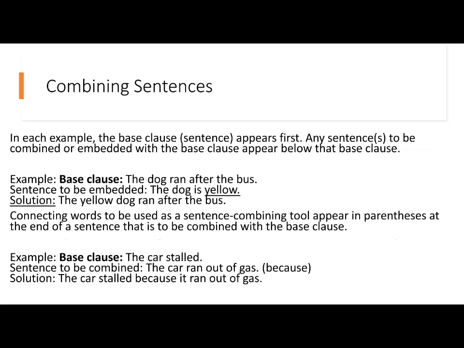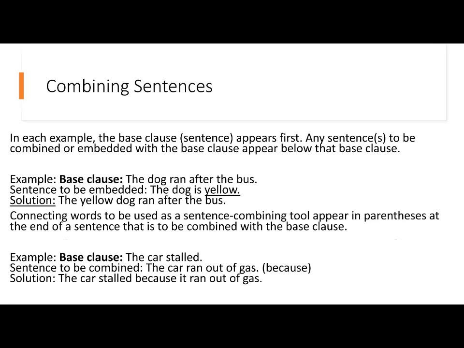Now we're going to talk about combining sentences. How do you make two sentences that are two slightly separate ideas into one sentence? Well, we're going to find out. In each example, the base clause sentence appears first. Any sentences to be combined or embedded with the base clause appear below that base clause. For example, the base clause is: the dog ran after the bus. The sentence to be embedded is: the dog is yellow.